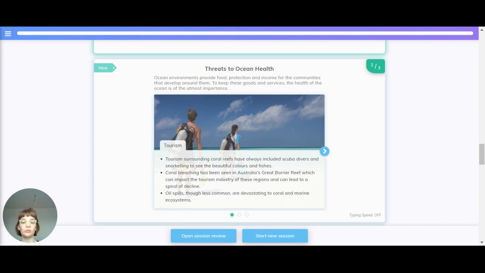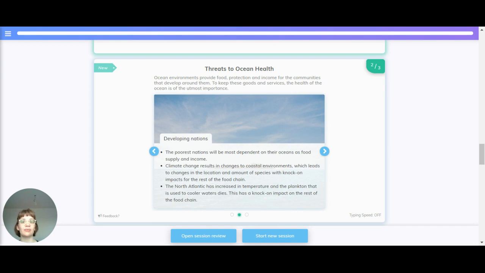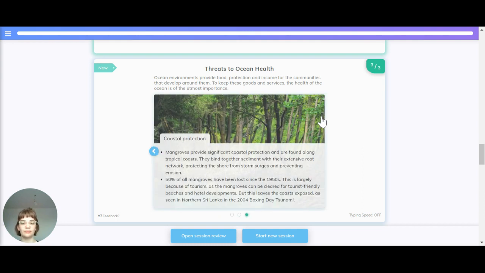Oil spills, though less common, are devastating to coral and marine ecosystems too. Developing nations. The poorest nations will be the most dependent on their oceans as food supply and income. Climate change results in changes to coastal environments, which leads to changes in the location and amount of species, with knock-on impacts for the rest of the food chain. The North Atlantic has increased in temperature, and the plankton that is used to cool water dies. This has a knock-on impact on the rest of the food chain.